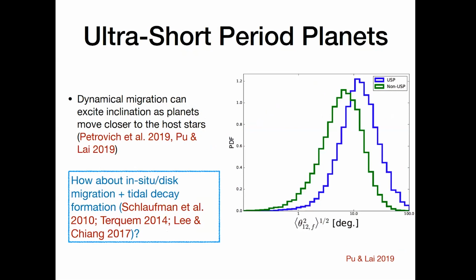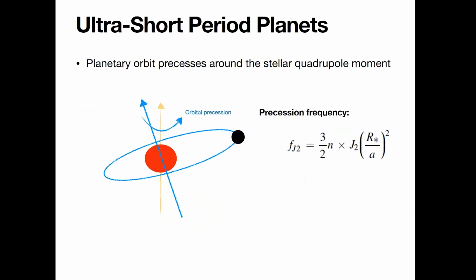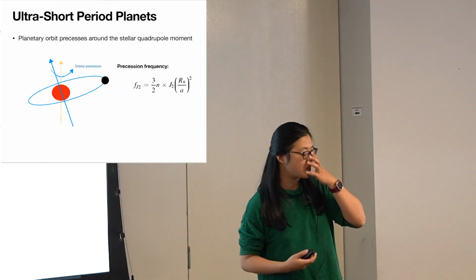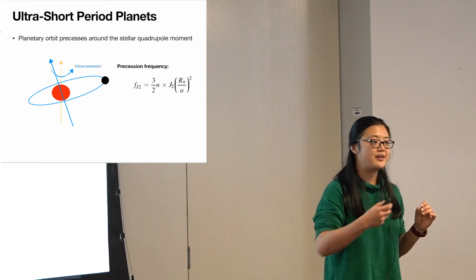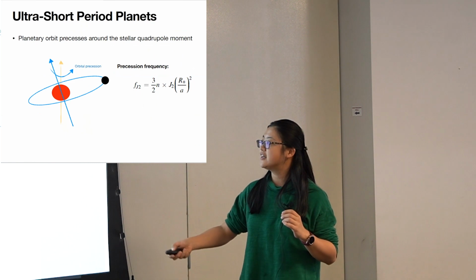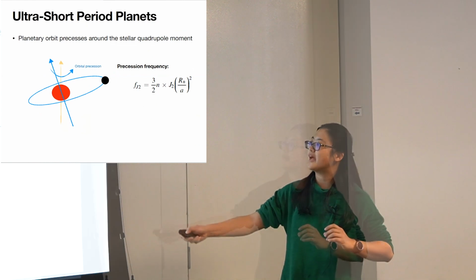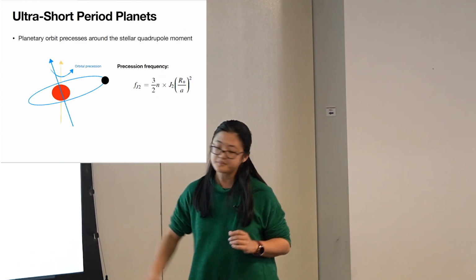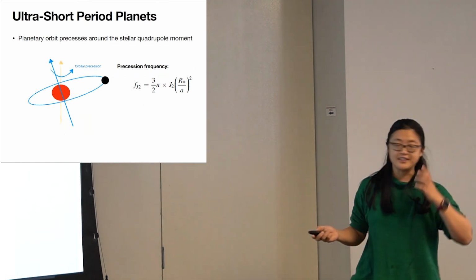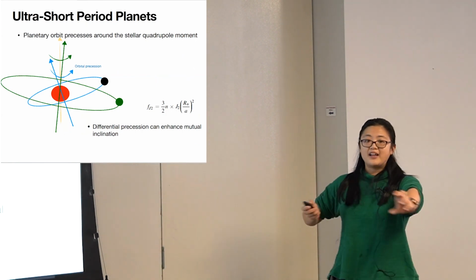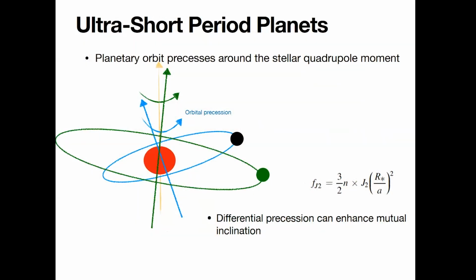So we look at it closer, and we notice that these ultra-short period planets feel stronger interactions with the host star, and then the stellar quadrupole moment can play an important role. In particular, when the host star is rotating, it acquires this quadrupole moment, and with this quadrupole moment in the center, the planetary orbit can precess like this. And the precession rate depends on the distance of the planet to the host star.